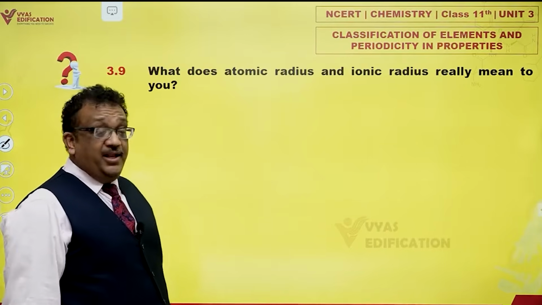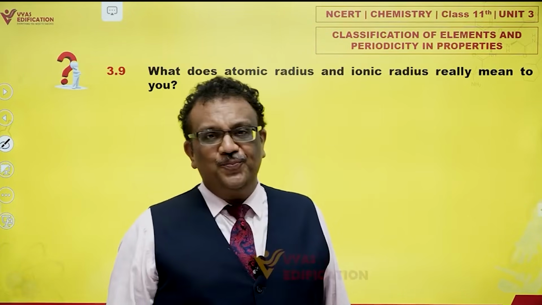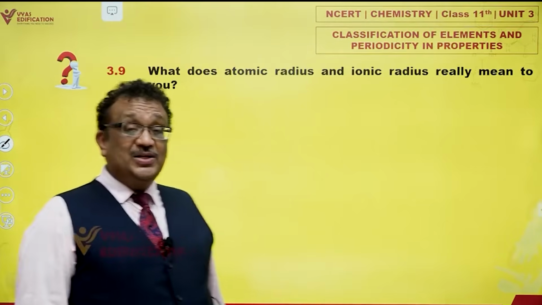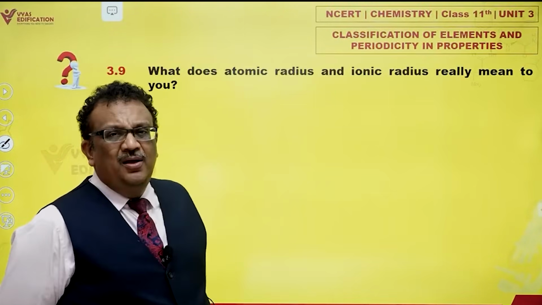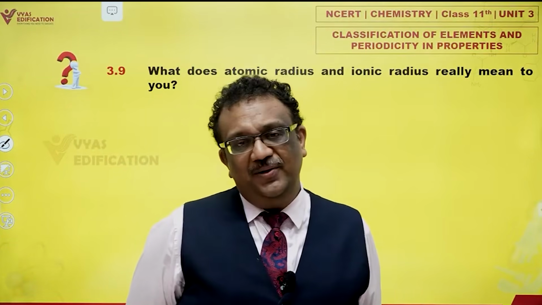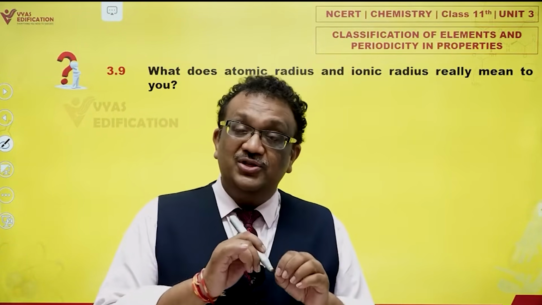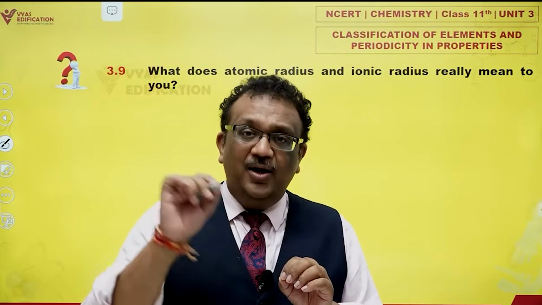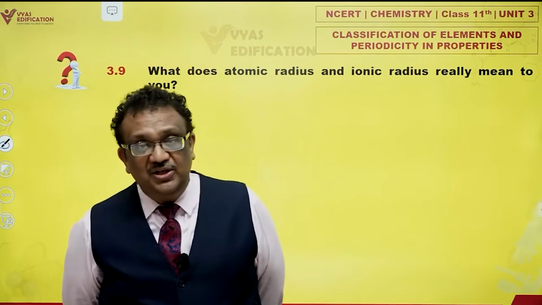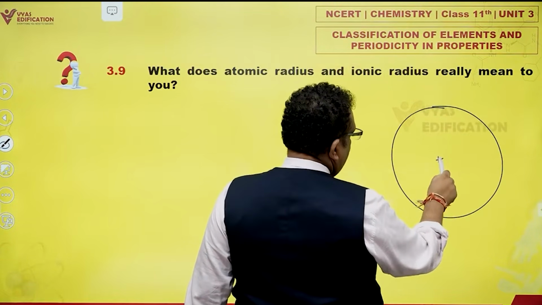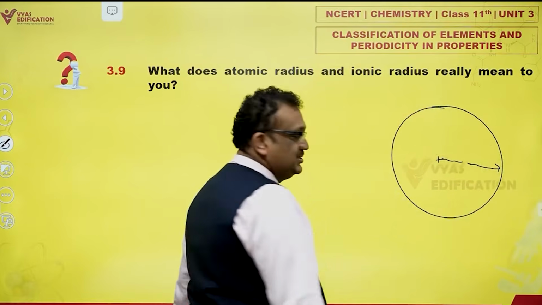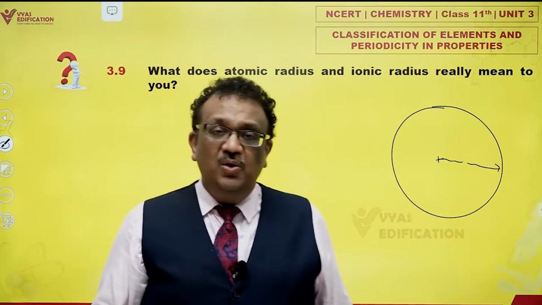What does atomic and ionic radius really mean to you? This sounds a bit interesting. They're asking about the meaning of atomic radius and ionic radius. How do you decide the radius of a circle? You start measuring from the center and go outwards till the boundary. In the same fashion, when we draw an atom, we should be able to say that this is the radius, right? But there's only one problem.